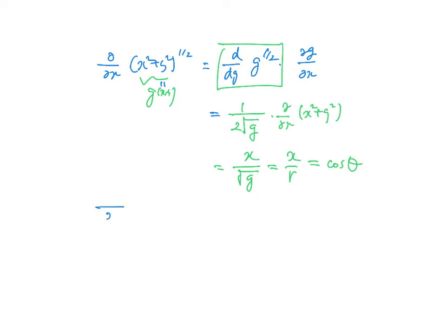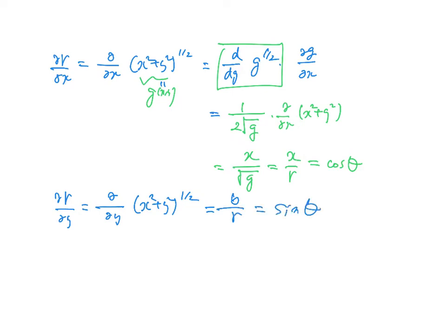How about partial of (x squared plus y squared)^(1/2) with respect to y? Partial r over partial x, partial r over partial y. Likewise, we can now calculate it easily. That's y over r, sine theta. So out of the four derivatives, we have already solved two. We have two more, which involve the arctangent.